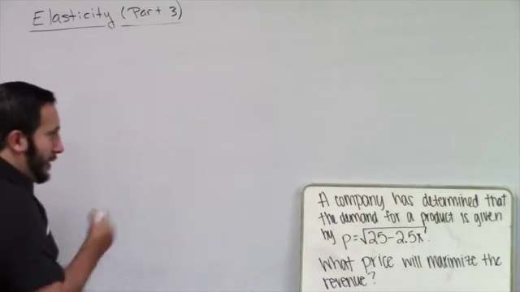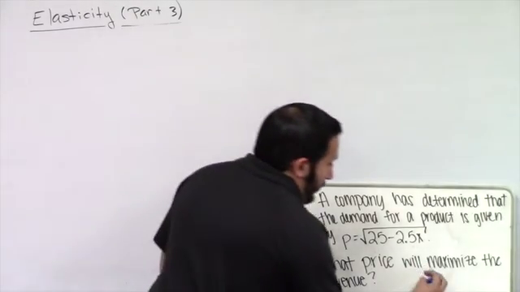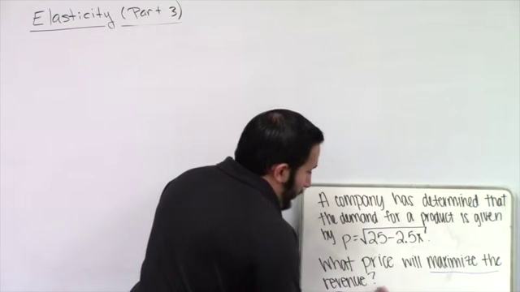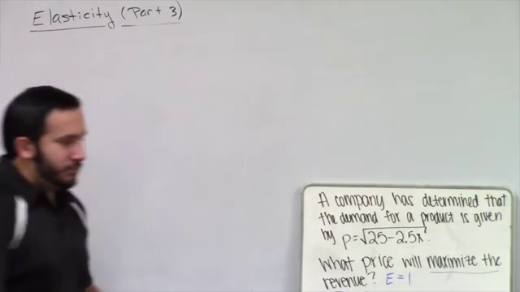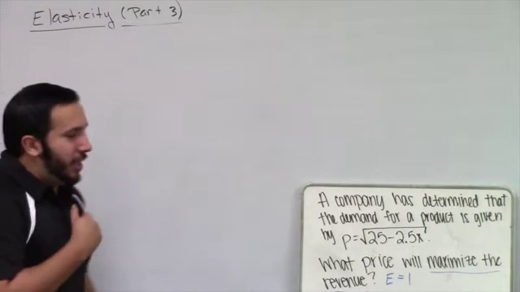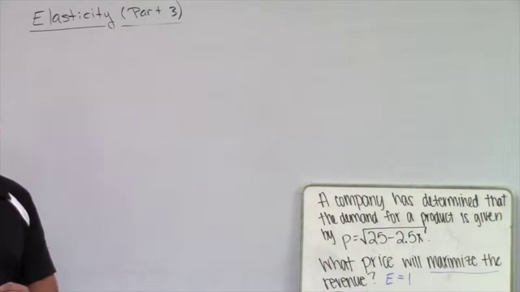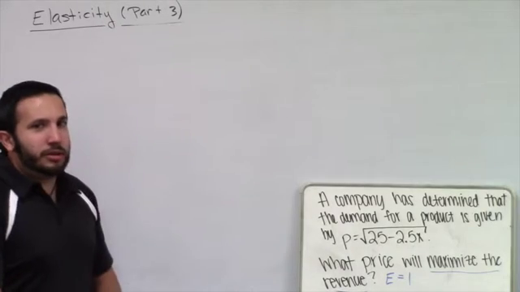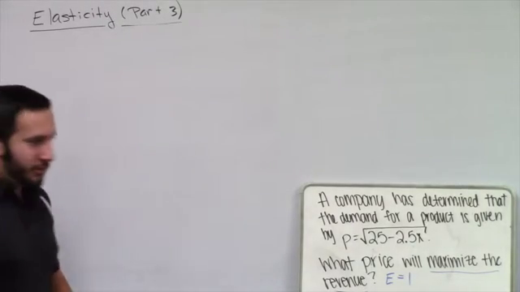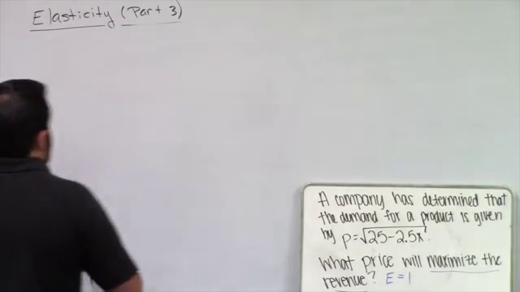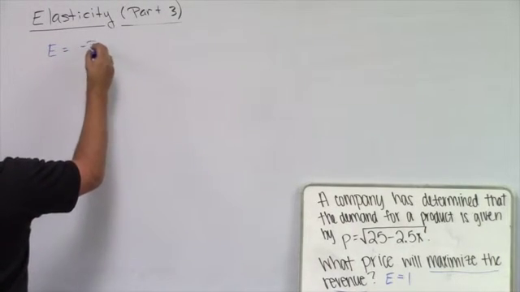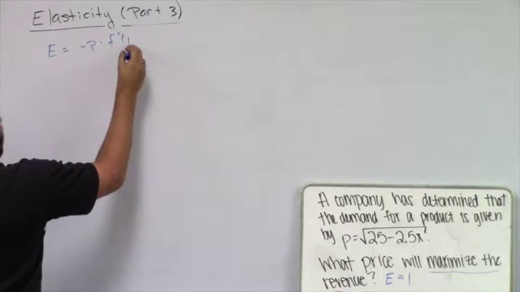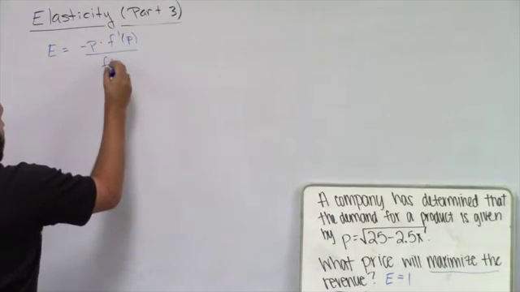We know that we will maximize the revenue whenever E is equal to 1. So what we need to do is find my elasticity function, set it equal to 1, and then solve for P. Now, your elasticity function, as a reminder, is negative P times F prime of P over F of P.